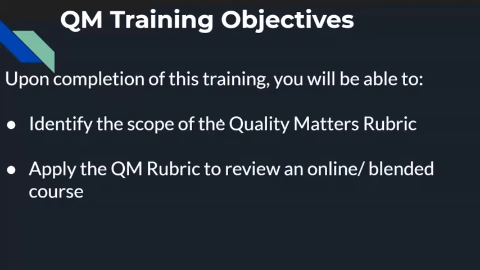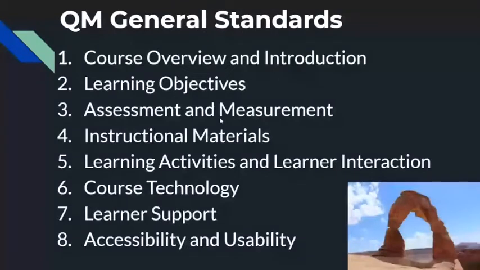So there are 8 general standards we're going to look at today. Under those 8 general standards, there are 42 specific review standards. There's no way we would fit all those in today. So we're just going to look at the main 8. We have the course overview and introduction, learning objectives, assessment and measurement, instructional materials, learning activities and learner interaction, course technology, learner support, accessibility and usability is the last one.